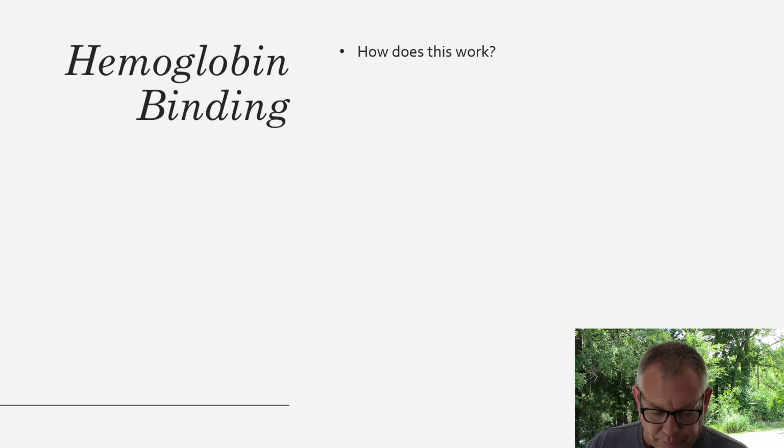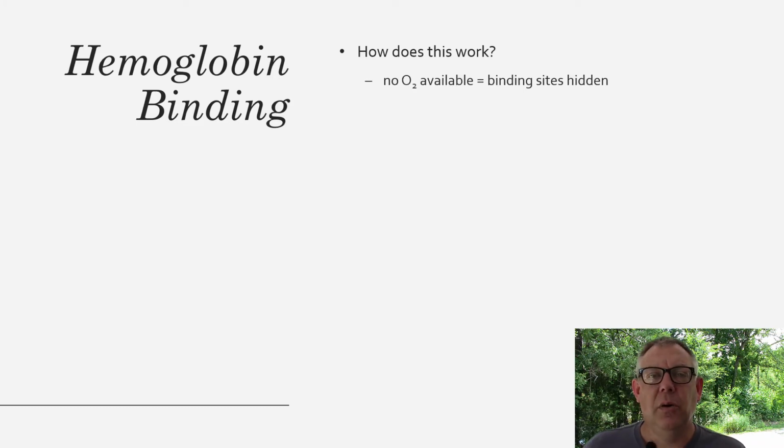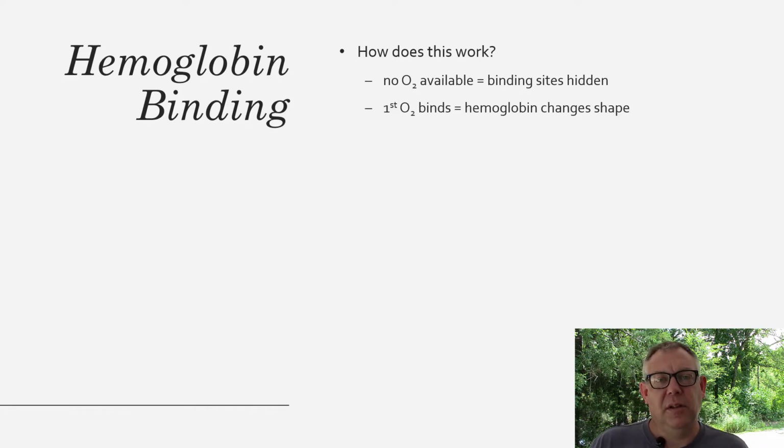And so how does this work? If there's no oxygen available, the hemoglobin is shaped in such a way that all the binding sites are hidden. And so it doesn't really have an affinity for oxygen because it's got nowhere to bind oxygen. But if oxygen is present, eventually one oxygen will find a binding spot and will bind to the hemoglobin. And as you get more oxygen, it's just more likely that an oxygen is going to find an open binding spot. Again, proteins are not static. With temperature, they're constantly changing shape. But in general, if there's no oxygen, those binding sites are covered up.